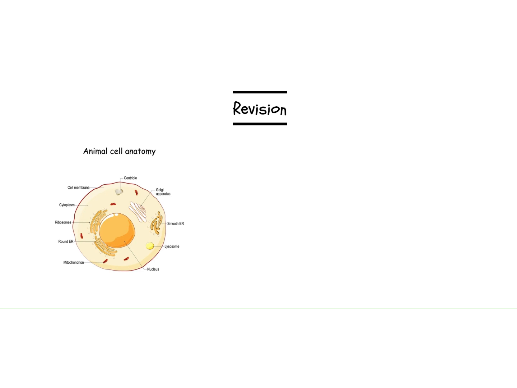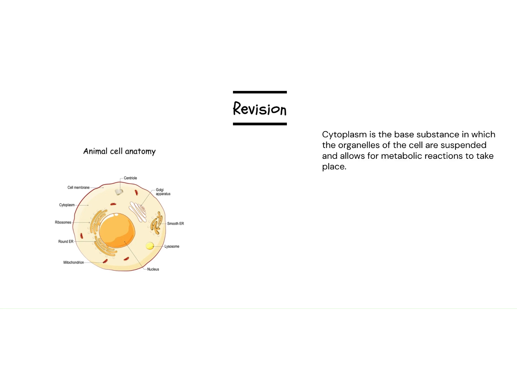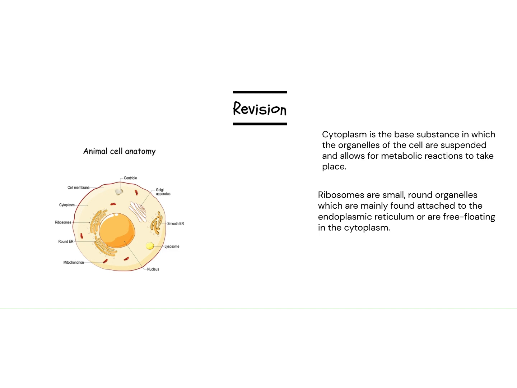Classes, we remember that the cytoplasm is a base substance that contains all organelles and allows for metabolic reactions to take place. Ribosomes are small round organelles which are mainly found attached to the endoplasmic reticulum or free floating in the cytoplasm, whilst the nucleus controls all of the cell's activities.